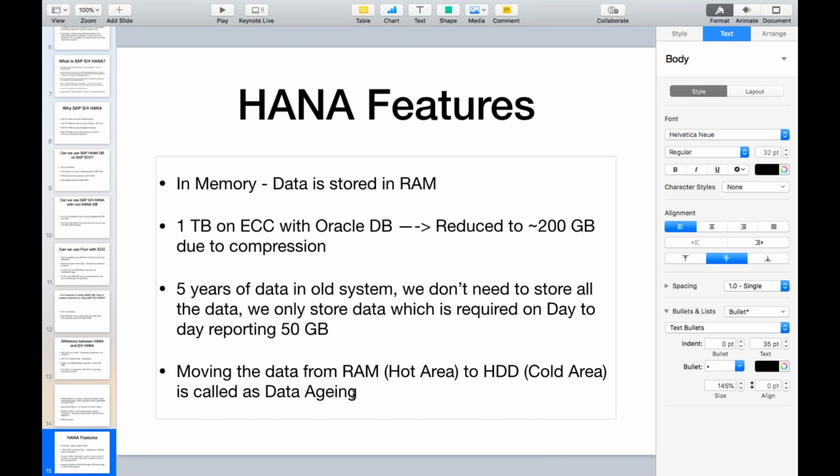Okay, so every now and then, if you want to reduce the consumption of RAM, you have to execute the data aging, which is again the task of basis, similar to archiving. What they will do is they will ask you which data you want to move from RAM to hard disk. You can just tell them that, okay, if it is a FI document, it should be migrated to the hard disk once it is older than 2 years. So current year minus 1 year, whatever data is left, move it to the hard disk.